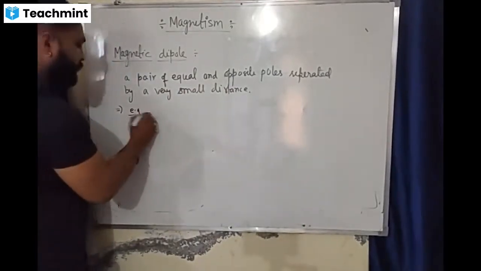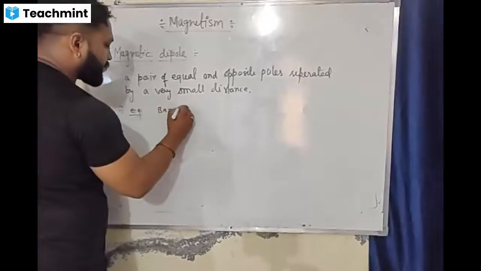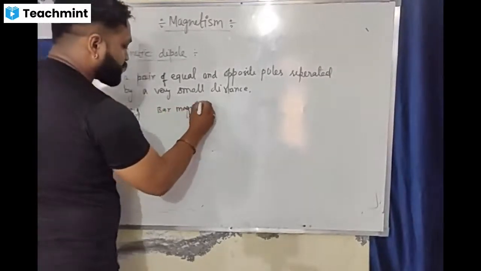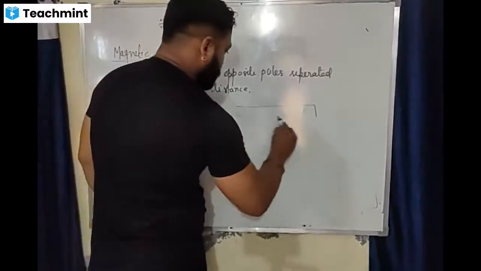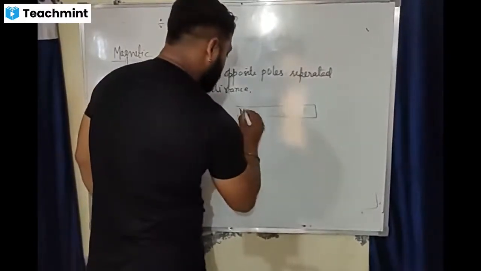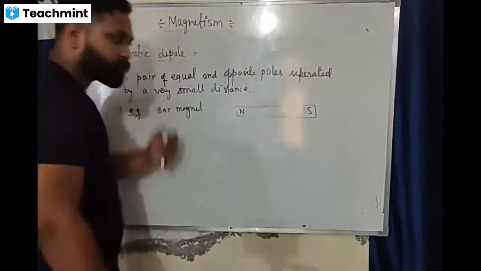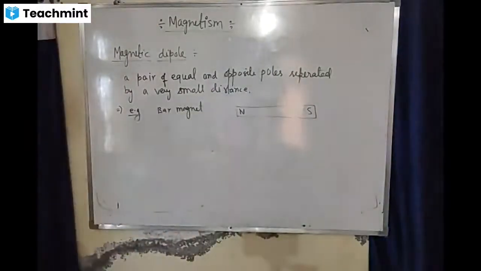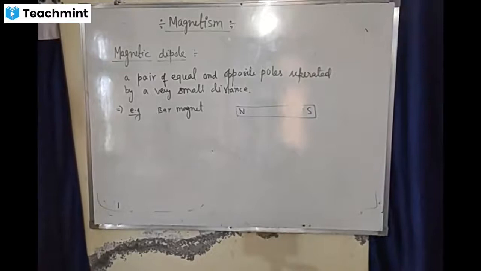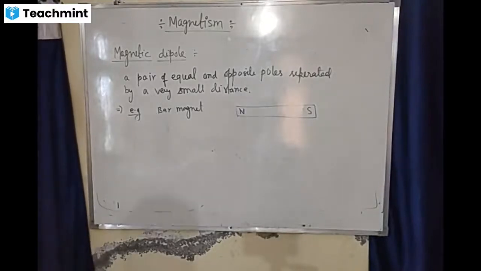is bar magnet. Whenever we talk about bar magnet, the bar magnet is also a pair of equal and opposite poles. If you draw a bar magnet, one is north pole, one is south pole, and these poles are separated by some distance. So a pair of equal and opposite charges separated by a small distance is known as magnetic dipole.